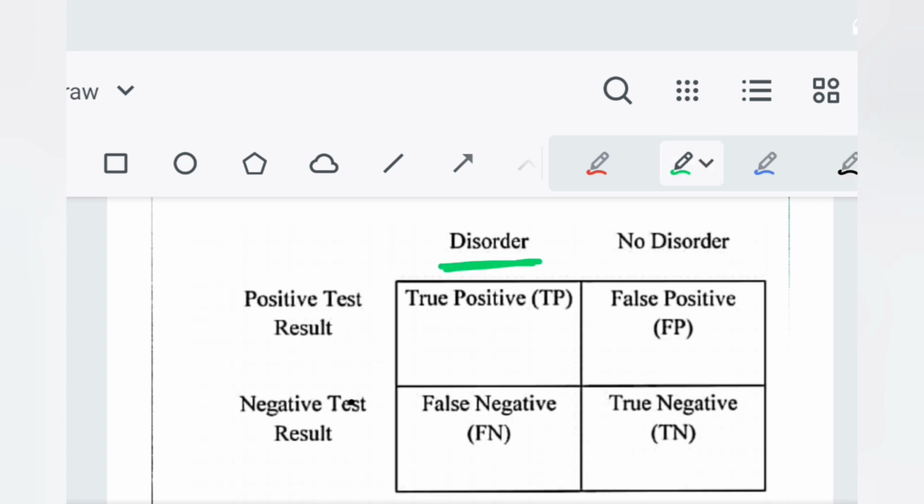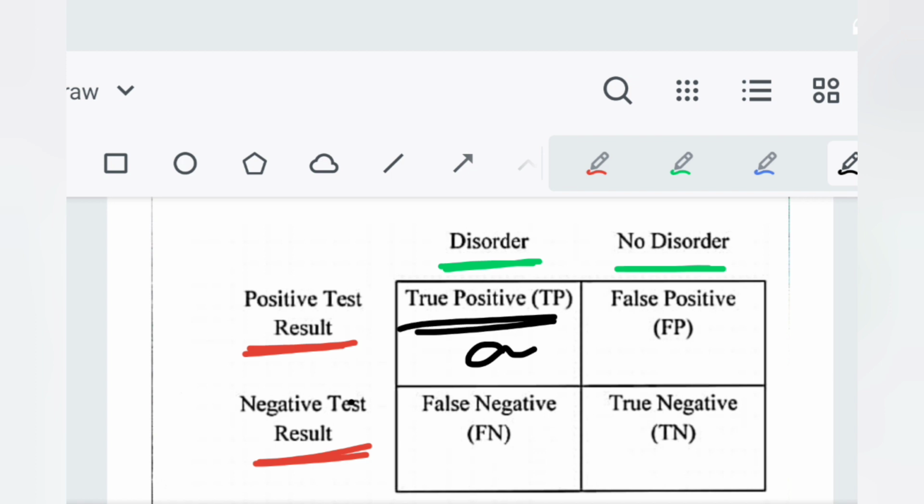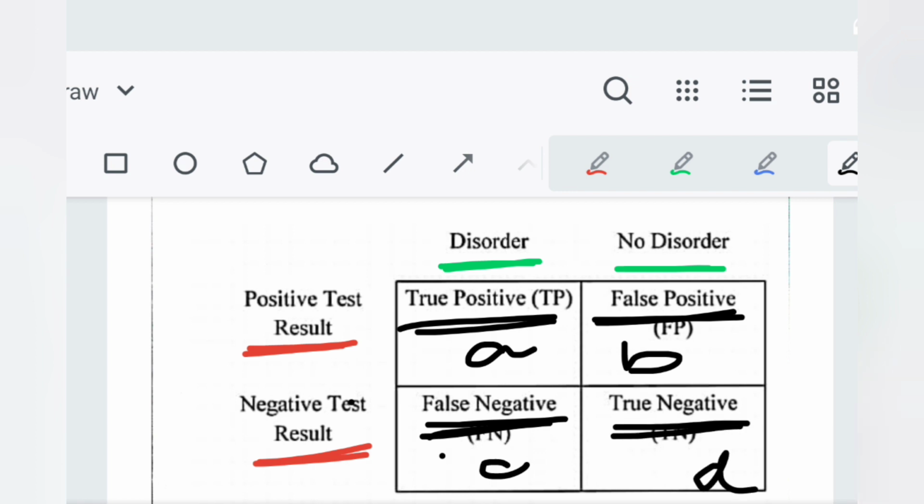Suppose this is our disease group or disorder group. This is no disorder, right? This is positive test result in screening test, and this is negative test result in screening test. So this was our A group. A group is true positive. Now B group is false positive, that is which came positive in result but has no disorder. And this is C group. C group is false negative, that is they have disorder but they came negative in our screening test. And true negative is our group D, that is they have no disorder and came negative in the test result.